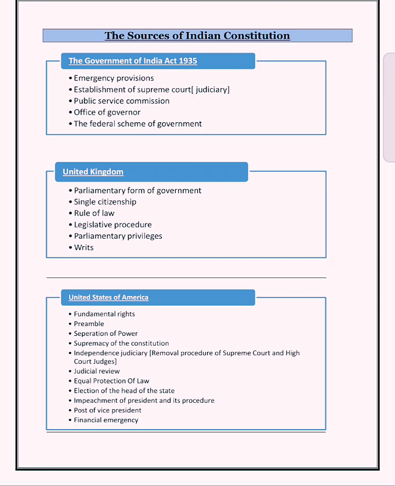The third biggest source of the Indian constitution is the US constitution. So the provisions like fundamental rights, preamble, separation of power, supremacy of the constitution, independence of judiciary, judicial review, equal protection of law, election of the head of the state, impeachment of president and its procedure, post of vice president, financial emergency. So these are the provisions which have been inspired from the US constitution.